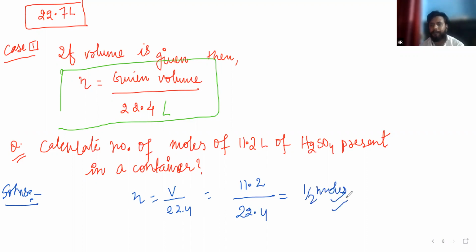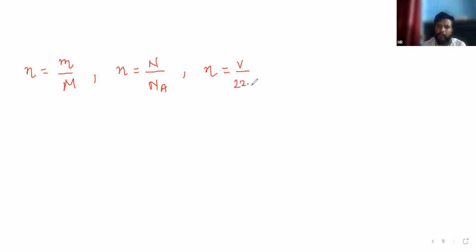That's very good. Okay, now we have three formulas for number of moles: given mass upon molar mass, given number of particles upon Avogadro number, and given volume upon 22.4 liter.